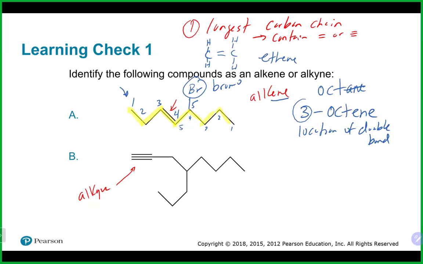We do have to number that way because that is the way that gives the group the smallest number. And once we lock in the numbering, if we have another group there, then it has to be numbered accordingly, which means with my bromine there, this would be 5-bromo-3-octene. 5 for the location of where the bromine is, 3 for the location where the double bond is. ENE at the end means double bond. Question on that there.